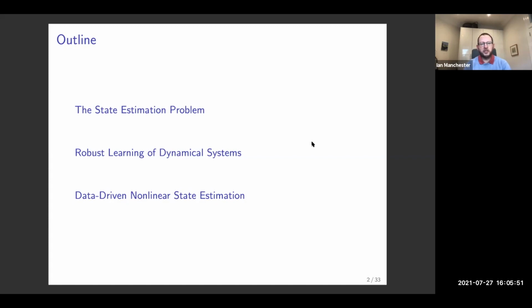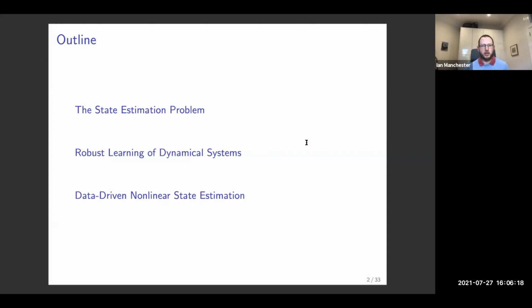Then I'm going to shift gears and change topic to robust learning of dynamical systems. I'll define more precisely what I mean by that, and talk about some of the recent model architectures we've been working on that have built-in guarantees of things like stability and robustness. Then I'll come back and show how those two come together.